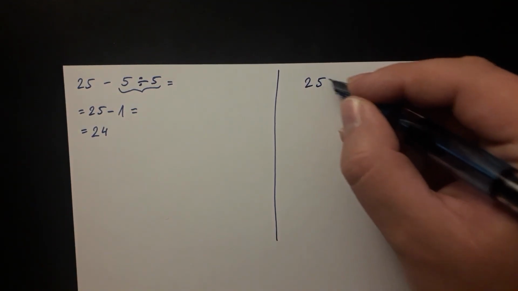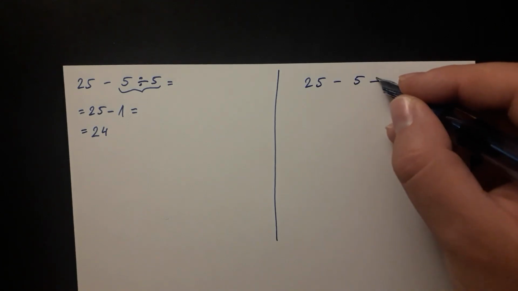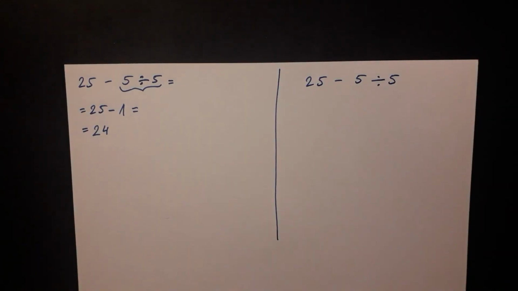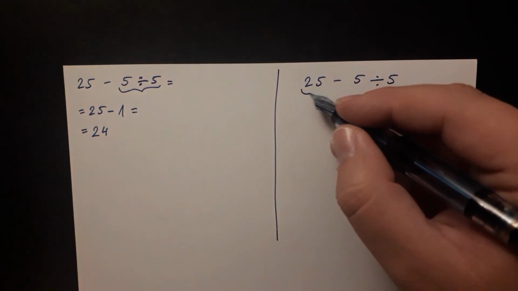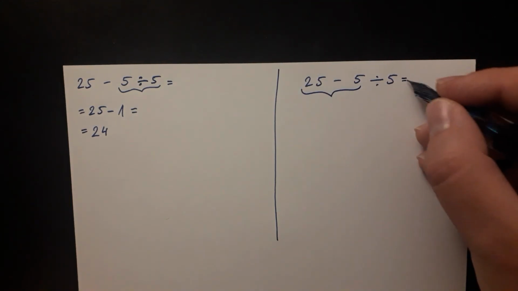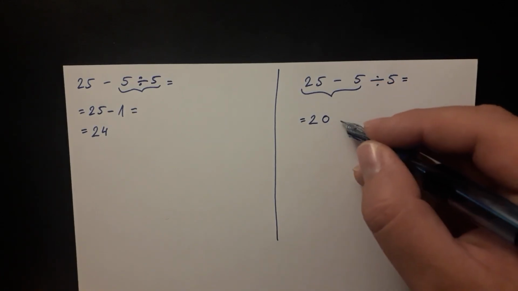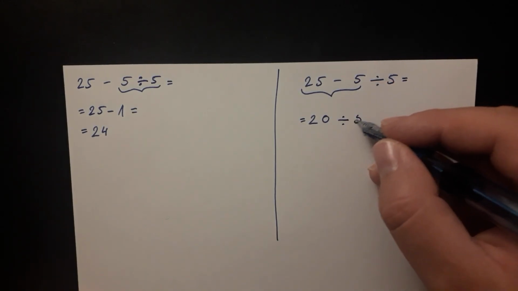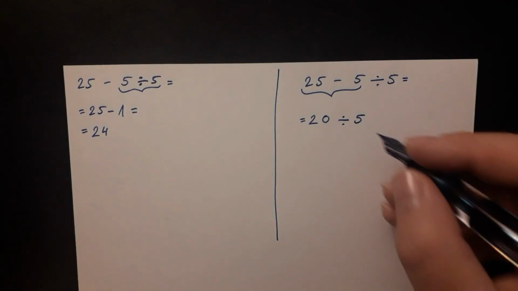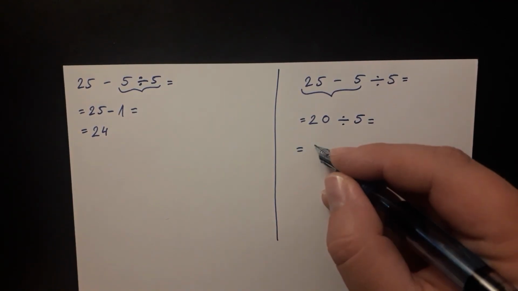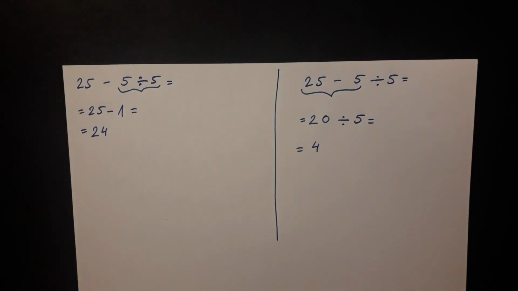So we have 25 minus 5 divided by 5. If we ignore the order of operations and just calculate everything from left to right, we are going to calculate this part first, and we get that 25 minus 5 is 20, and then we have division by 5. And that is finally going to give us the result of 4.